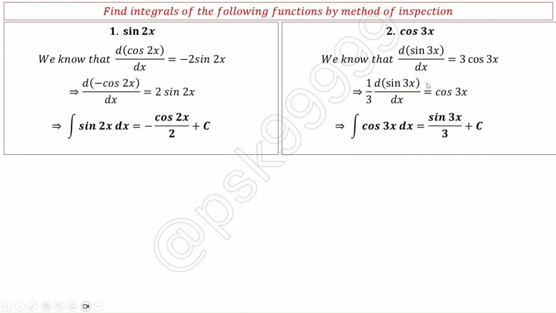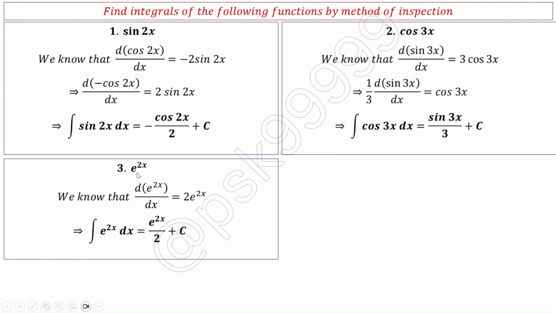Next, cos 3x. Differentiation of sine 3x with respect to x is 3 cos 3x. So 1 by 3 differentiation of sine 3x by dx is cos 3x. Now you do the reverse. Integration of cos 3x is sine 3x by 3 plus c. Next, integration of e to the power of 2x. Differentiation of e to the power of 2x is 2 e to the power of 2x.